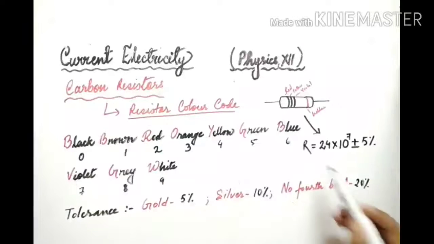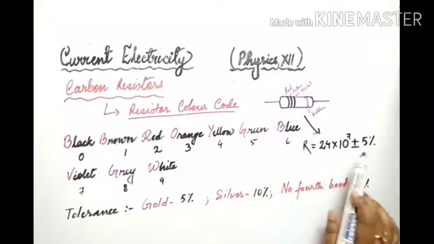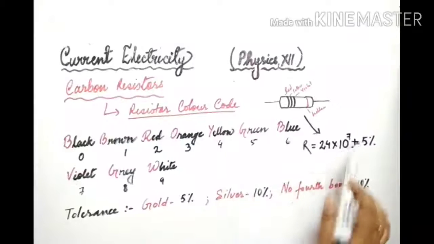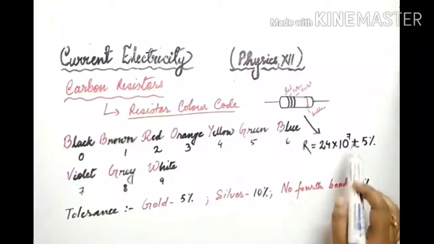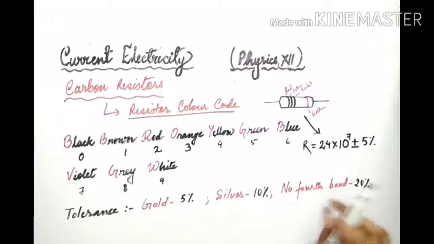So you have to find out the resistance in this manner. It's very easy, and it may carry 1 or 2 marks in your exam. The first two colors will be written as digits, then times 10 to the power of the next color, and then plus or minus the tolerance level. Suppose there was no color here, then we should have written 20%. So this is how you have to write the resistance.